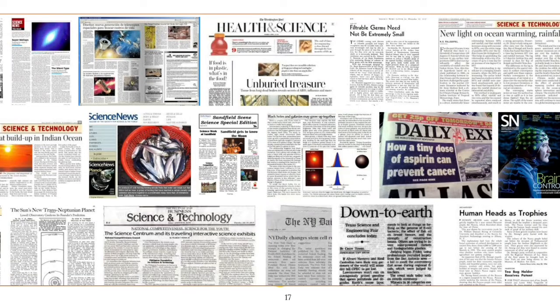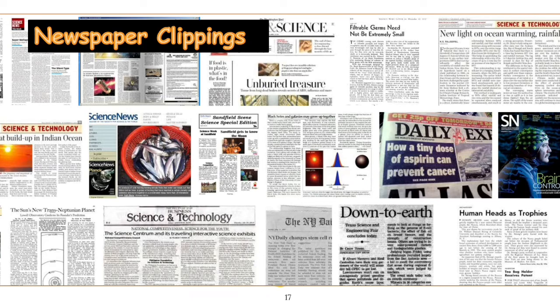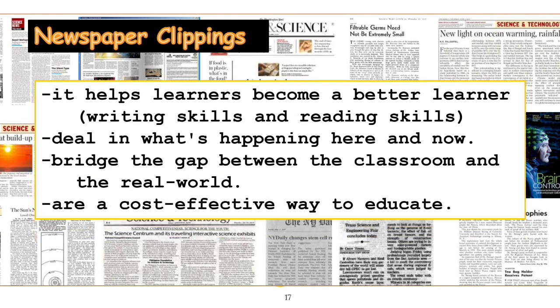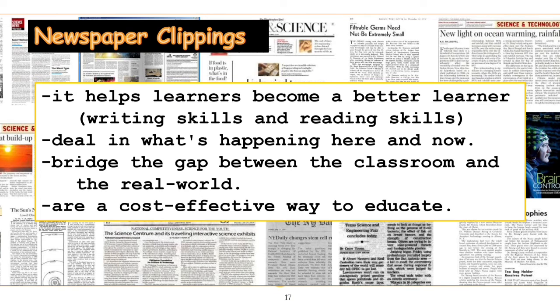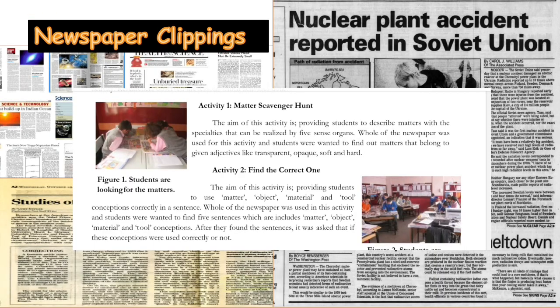The last of the expressional creative activities is newspaper clippings. It helps learners become better learners because they can enhance their writing skills and reading skills. It also deals with what's happening here and now since we are using newspapers. It also bridges the gap between the classroom and the outside or real world. And these are a cost-effective way to educate the students. Example activities.